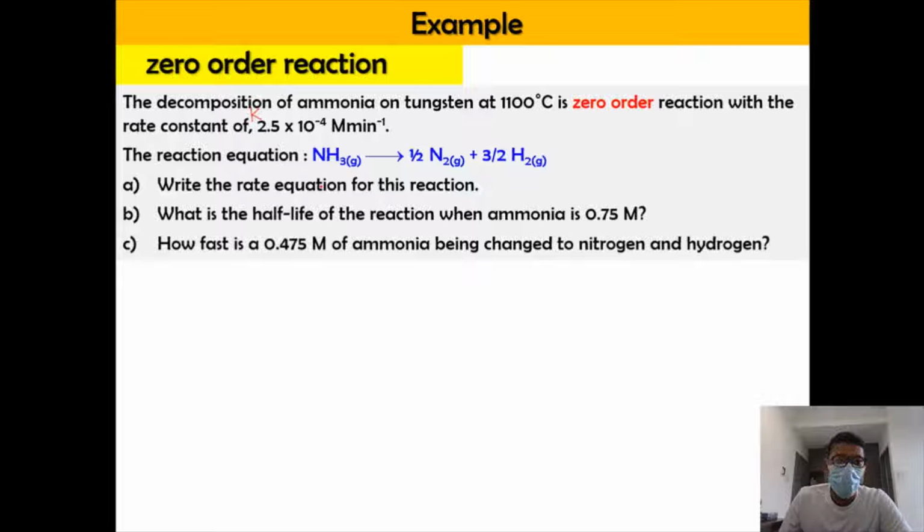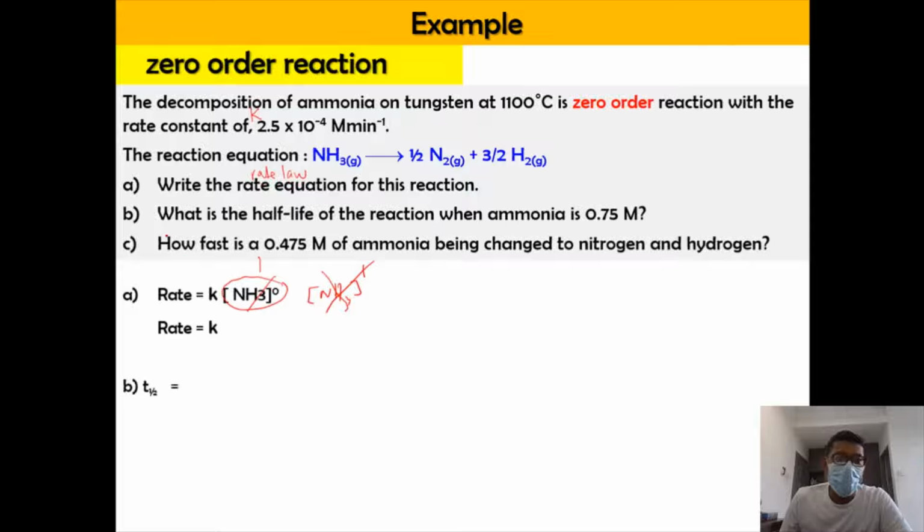So first we have to write the rate equation for this reaction. The rate equation is the same thing as the rate law that we have studied in part 2. So rate is equal to K NH3 to the power of 0, because it is a zero order reaction. It is not NH3 to the power of 1, because the rate law does not depend on the stoichiometry. So this one is wrong. And as you will know, whatever the concentration, to the power of 0 will equal 1. So we can just say that rate is equal to K.